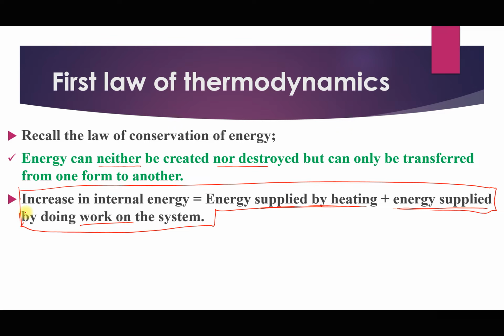I'm saying increase because this law has sign conventions. The increase in internal energy is equal to the energy supplied by heating plus the energy supplied by doing work on the system. If I maintain this statement the way it is, then the sign convention would look like this: delta U is positive, Q is positive, W is positive, which means the increase in internal energy is equal to the heat supplied by heating plus the work done on the system. That is called the first law of thermodynamics.